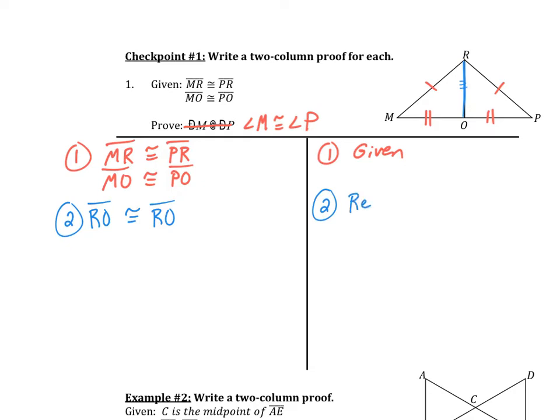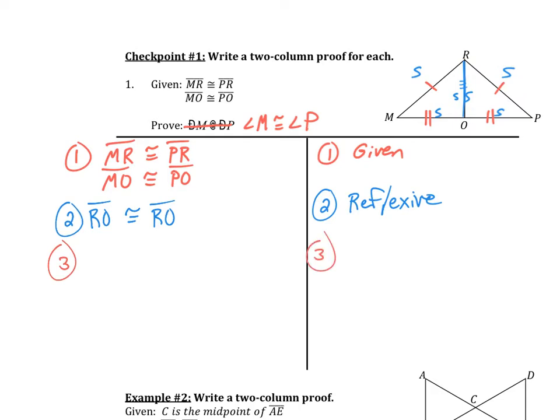And again, this is the reflexive property. Reflexive. Okay, so what we have here is a pair of sides, another pair of sides, and a third pair of sides. So we have two triangles that are now congruent because of side, side, side.